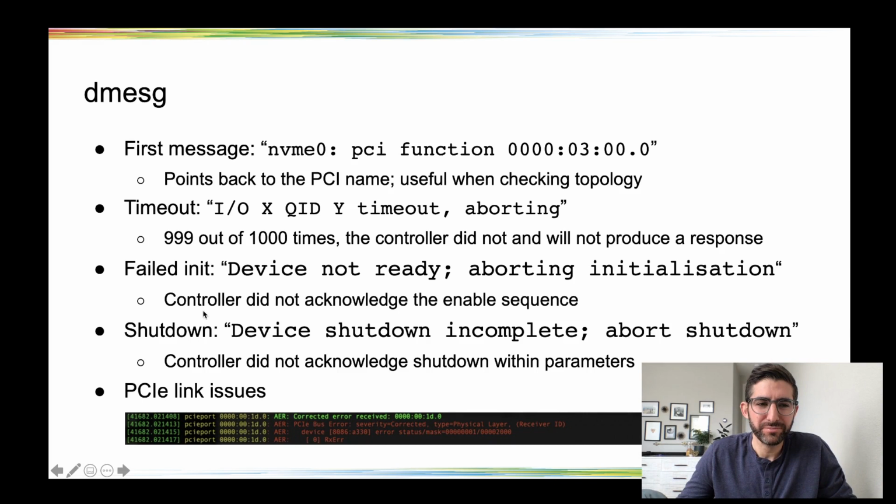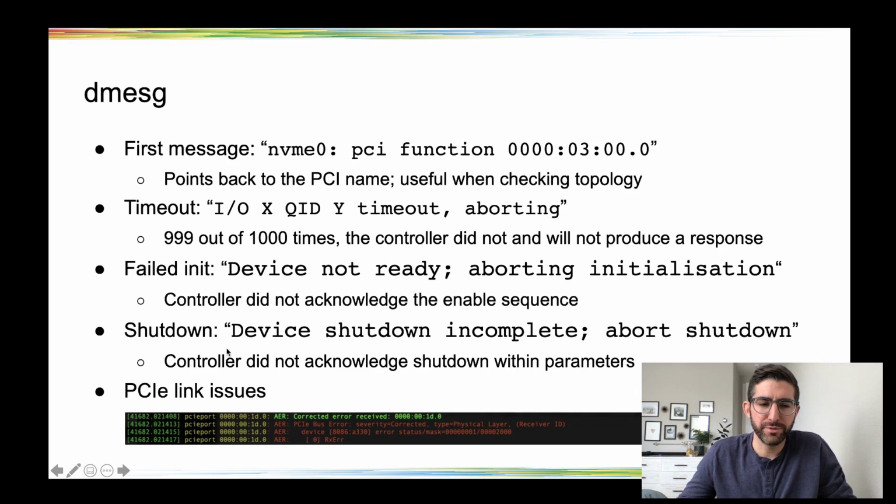And then the failed initialization. Basically, the controller didn't acknowledge the enable sequence. So if you have some weird failed initialization where you see the PCIe device, but you don't see the NVMe device in nvme list, then it could be something weird where the initialization sequence didn't complete.